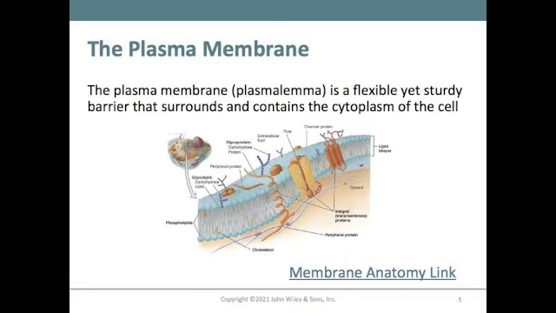Phospholipids are lipids that contain phosphorus. Present in smaller amounts is cholesterol. Cholesterol is a steroid with an attached hydroxyl group. And there are also various glycolipids. These are lipids with attached carbohydrate groups.